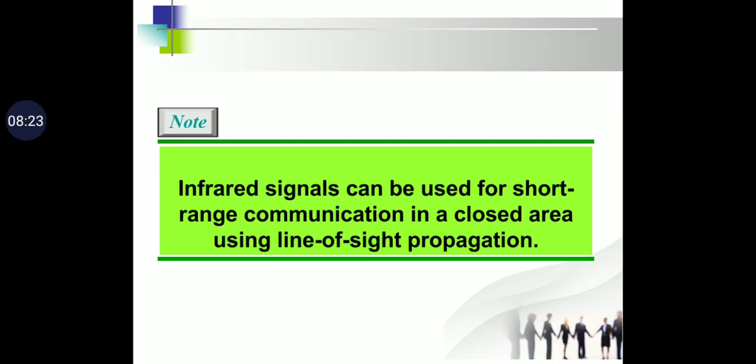Then the last one is infrared signals, which can be used for short range communication in a closed area using line of sight propagation. Mainly it is used in TV remotes and the like. IR signals will be used. So line of sight is needed between the remote and the TV.